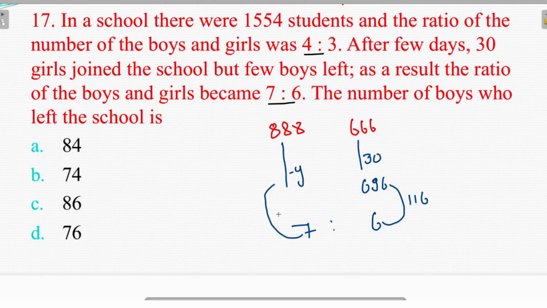700 plus 6 sevens are 42, so 812, which means starting with 888 boys, now 812 boys, which means 76 boys left. You removed 76 boys. Like that I can find out the answer easily.